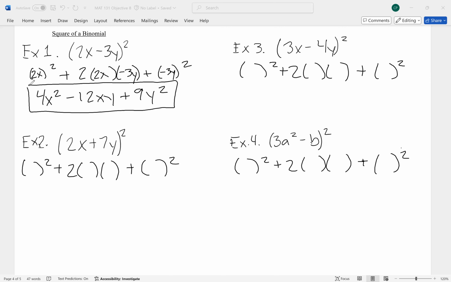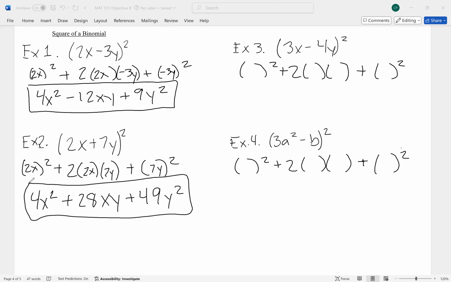Let's look at example 2. That first term is 2x, and that second term is 7y. So 2x squared is going to be 4x squared. In the middle, we got 2 times 2x times 7y. That is going to be 28xy. And 7y squared is going to be 49y squared, okay? So the more you do these, you will get the hang of it, all right?